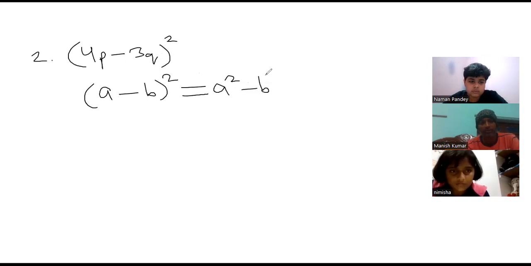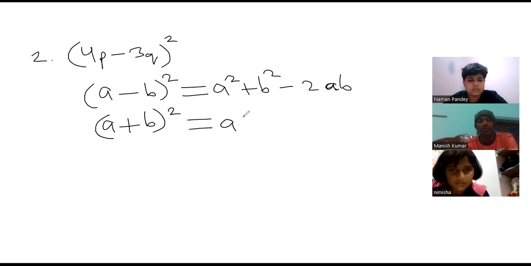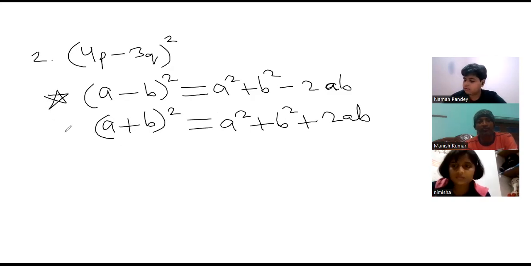A square minus 2ab plus b square. Are you aware of this formula? Yesterday you taught this formula, sir. So write it somewhere. If you know this formula, then it was so easy. And what is this? A square plus b square plus 2ab. Write these formulas with star mark and write it important, because this is class 7 level only. So you have to remember it.